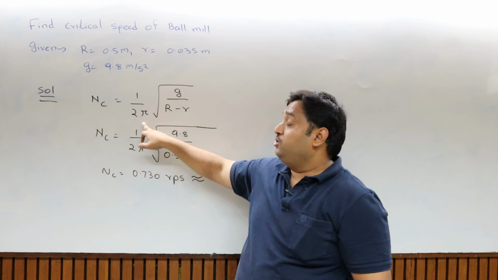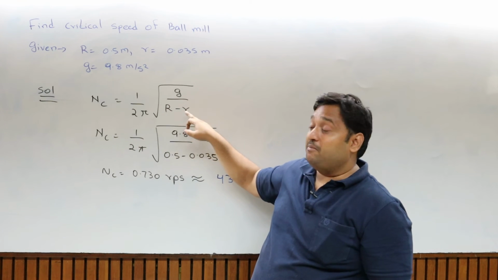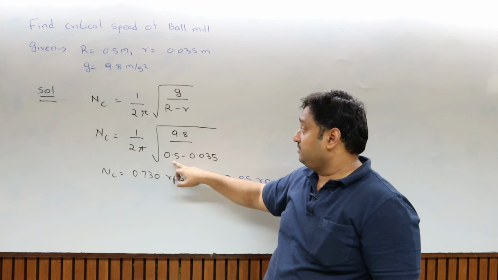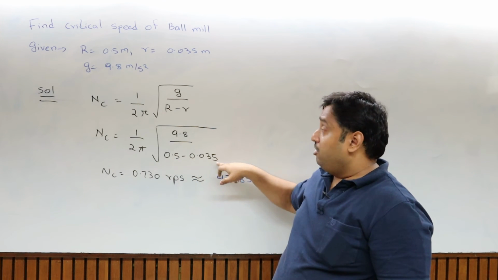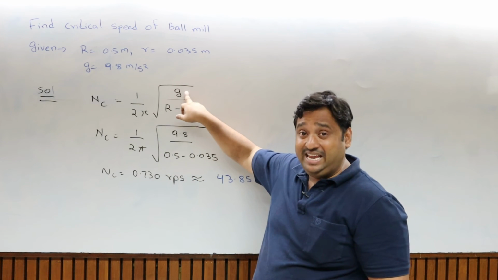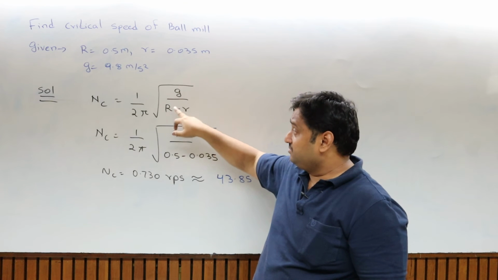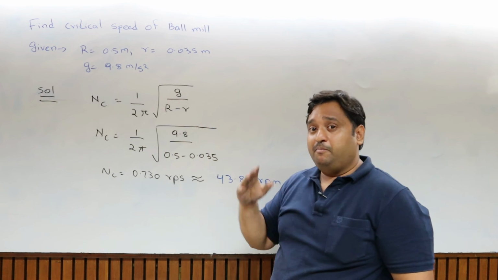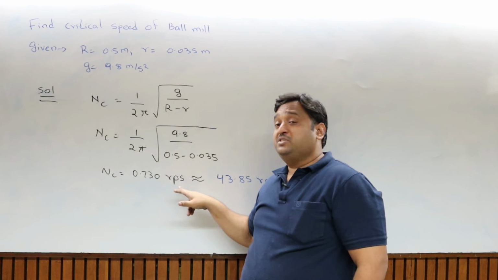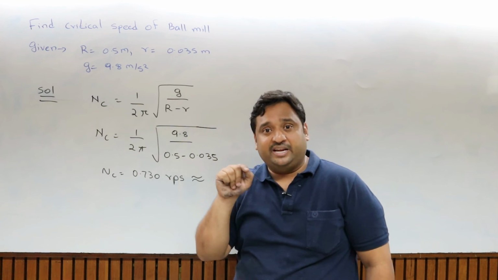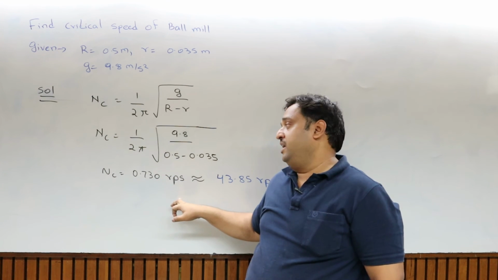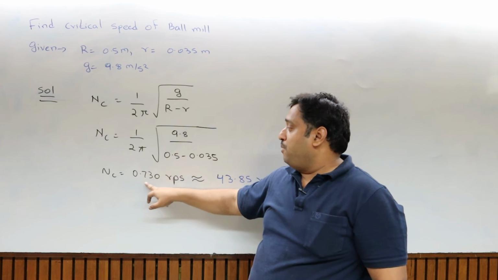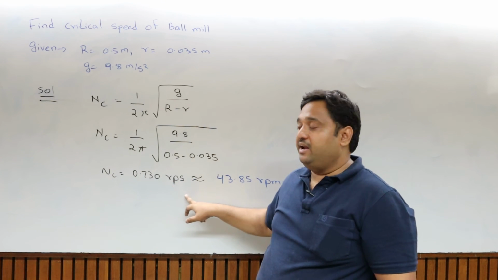1 by 2 pi into square root of g by (R minus r), that is 1 by 2 pi into square root of 9.8 by (0.5 minus 0.035). Always keep in mind, when you take g in terms of meter per second square, capital R and small r should be in meters. Then only the units cancel out and you get rotations per second. By putting this in the formula, the critical speed is 0.73 rotations per second.